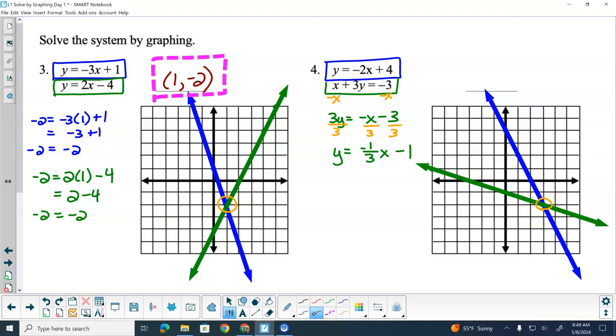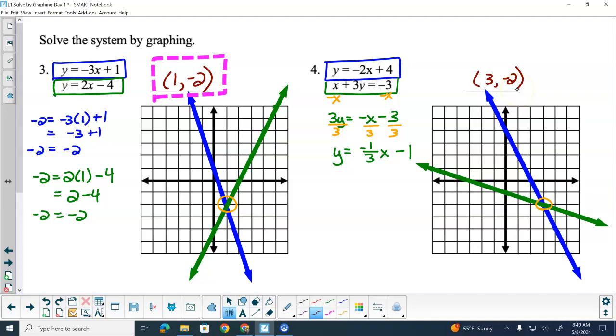Do they intersect? What are the coordinates of said intersection? So what are the coordinates? X, comma, y. Three comma negative 2. Then I said we should check that to make sure it works, right?